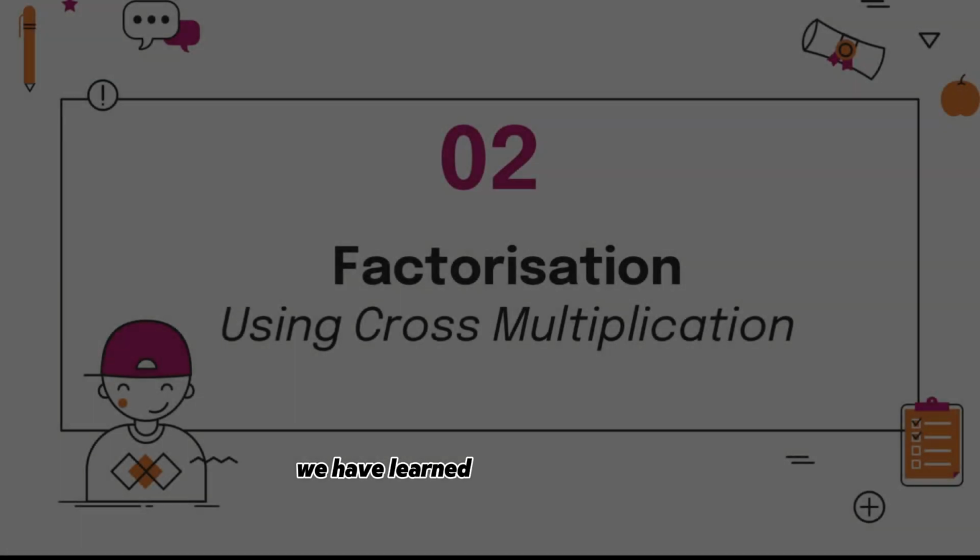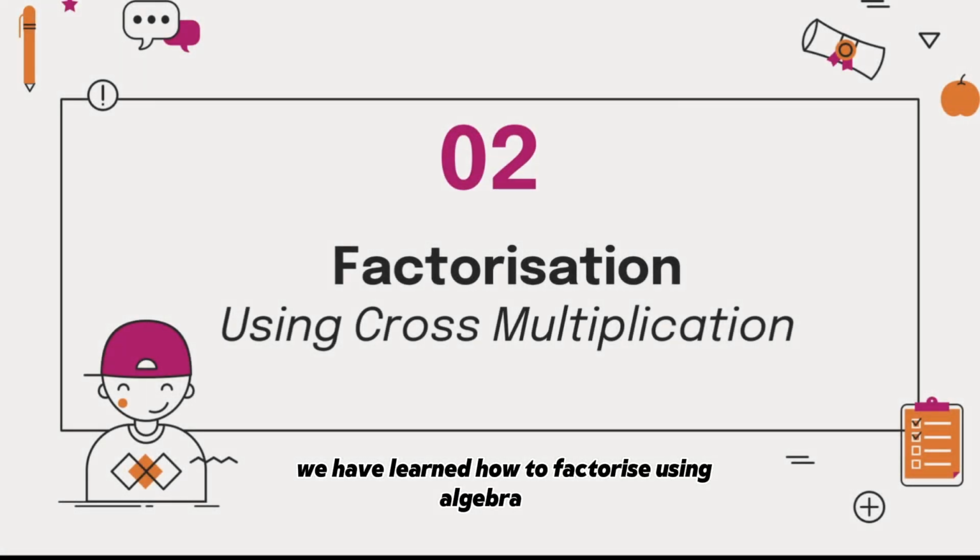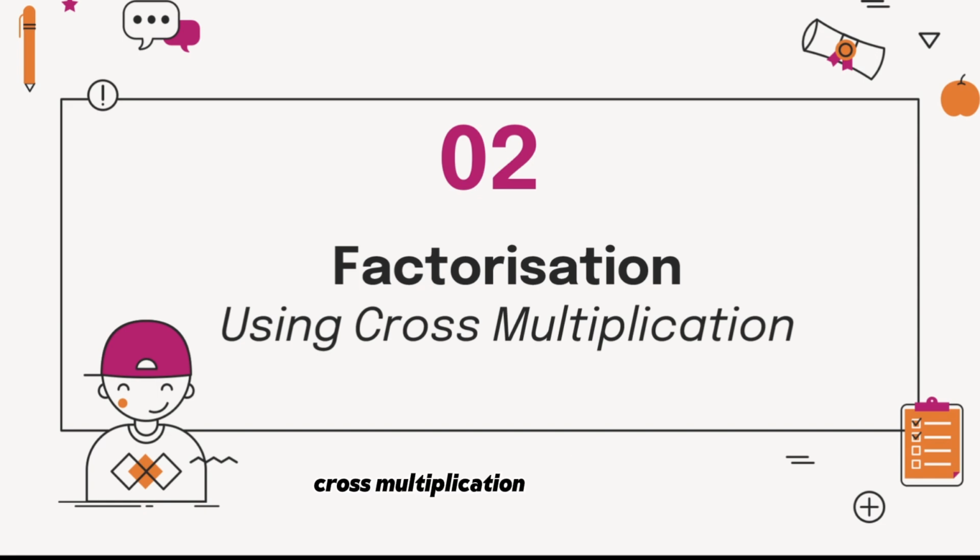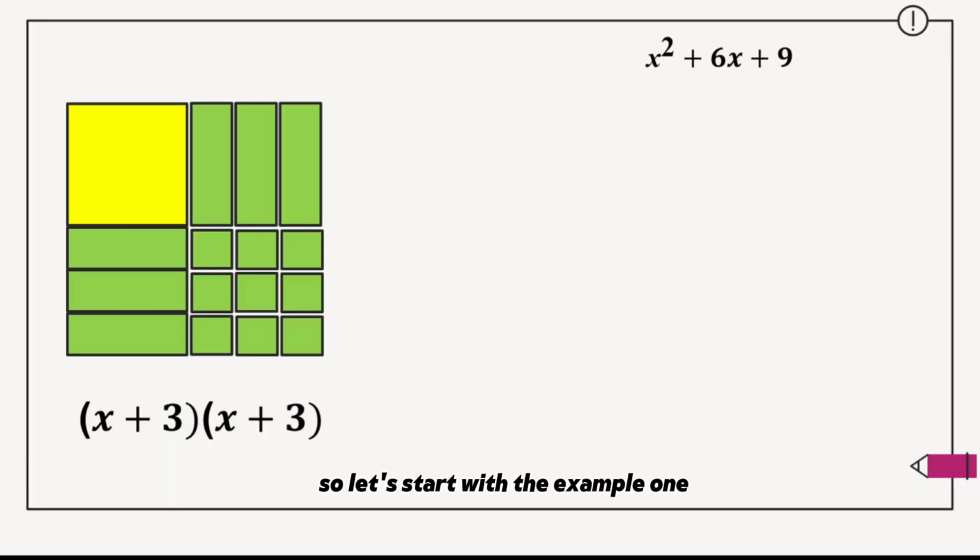We have learned how to factorize using algebra tiles. Now we will use another method to factorize the quadratic expression. The next method that we are going to do is cross multiplication. We will work on the same three questions that I have given previously. So let's start with example 1.